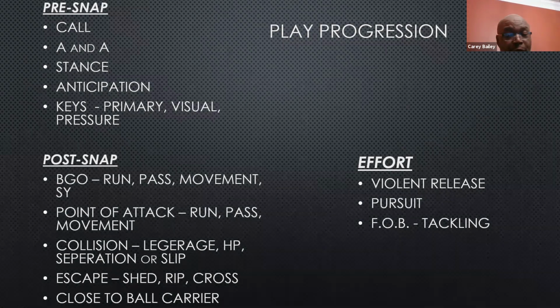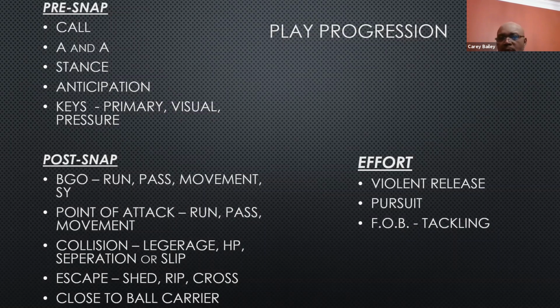It might be a three-man surface as opposed to a two-man surface. It might be a wing as opposed to a tight slot. Whatever the case may be, being able to anticipate what the play is going to be based on what I see in my window is going to allow me to play fast, okay? And then keys. What are my keys?